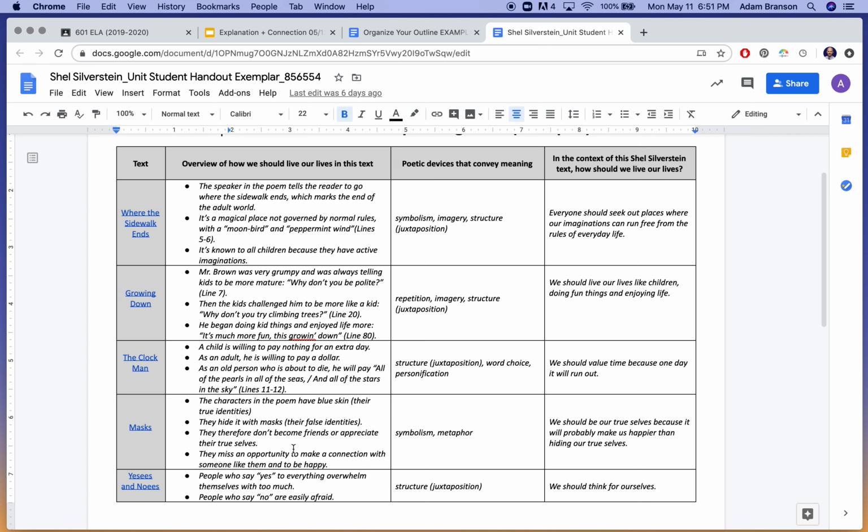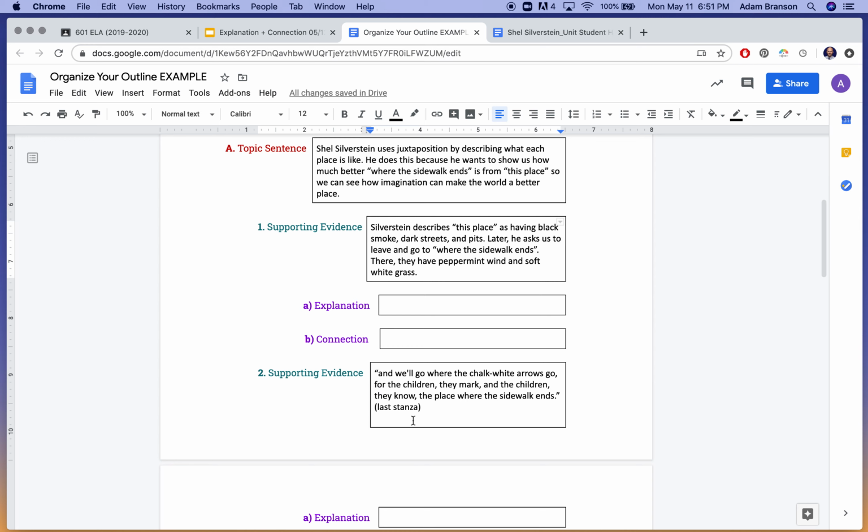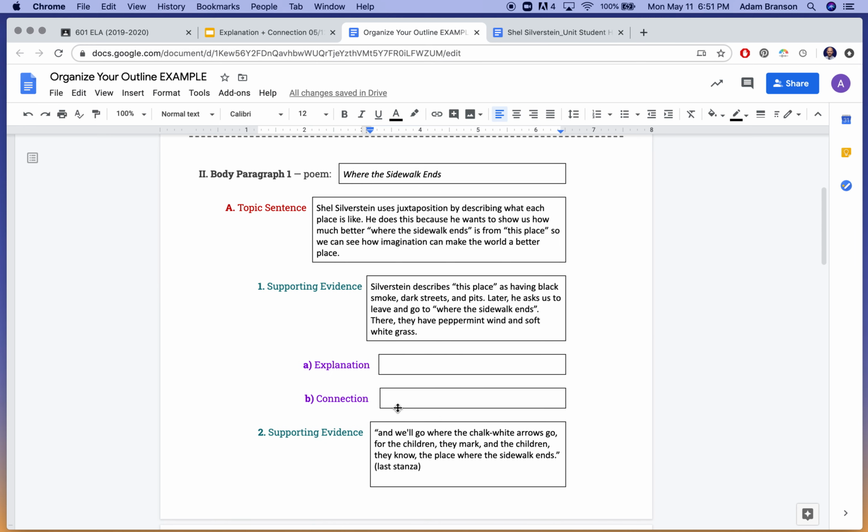So here's your graphic organizer. I pulled from these details and I included them in these sections, supporting evidence, right? So what I haven't done is this part of explaining and connecting. So let's look at this first body paragraph that I'm working with. Remember, my prompt had to do with how Silverstein used juxtaposition in his poetry. Your prompt is how does he think we should live our lives? Two different prompts, same content.